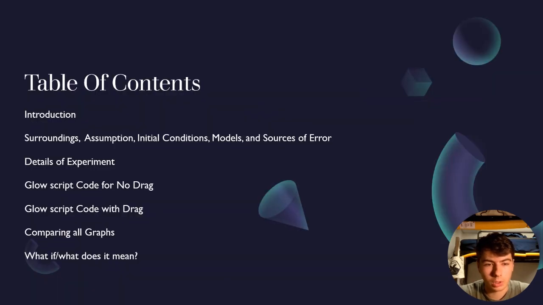A brief overview of what I'll be going over in this lab is an introduction, surroundings, assumptions, initial conditions, models, and sources of error. I'll also go over the details of my experiment, how I wrote the computational models using GlowScript, then I'll go over comparing all of the graphs and answering "what if" and "what does it mean."